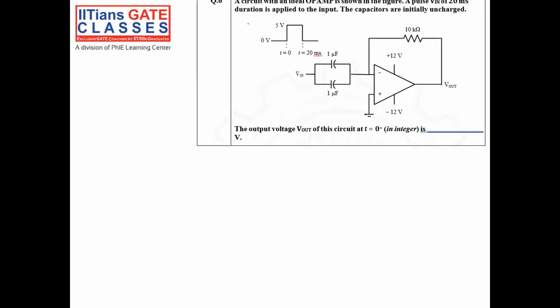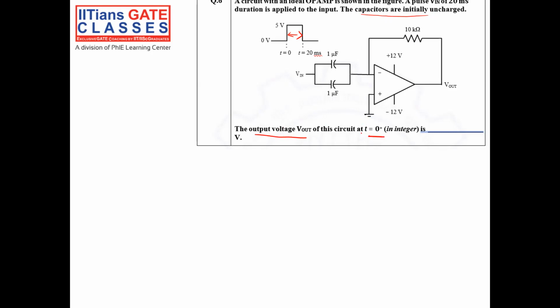So, another question. The circuit with an ideal op amp is shown in the figure. The pulse V in of 20 milliseconds is applied to the input. The capacitors are initially uncharged. Find the voltage V out at t equals 0 plus.